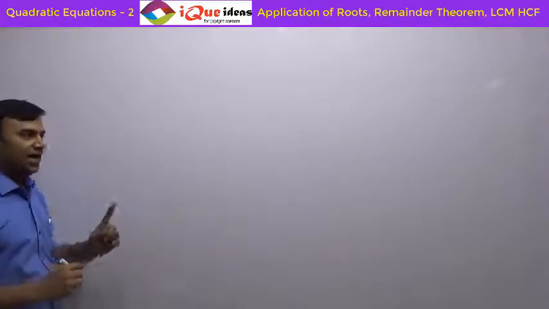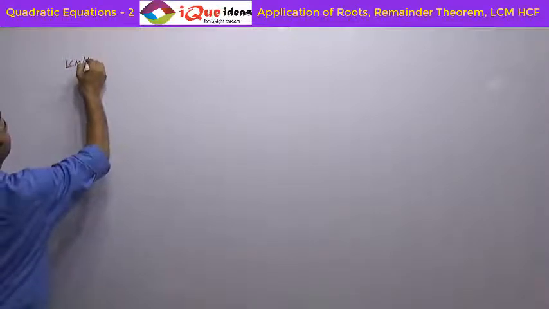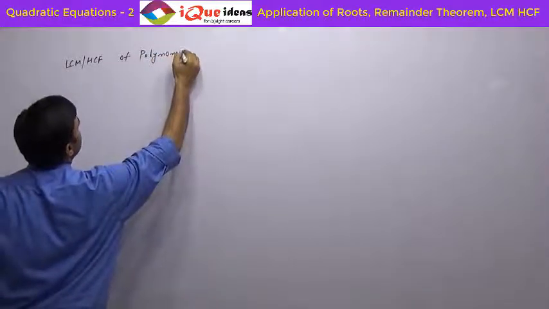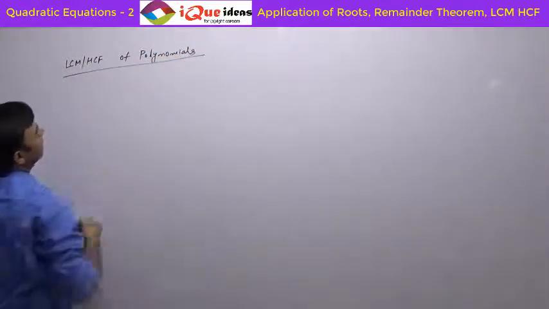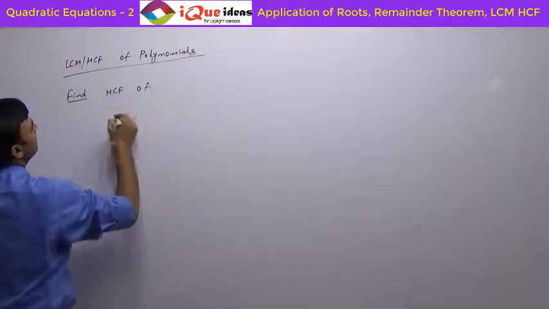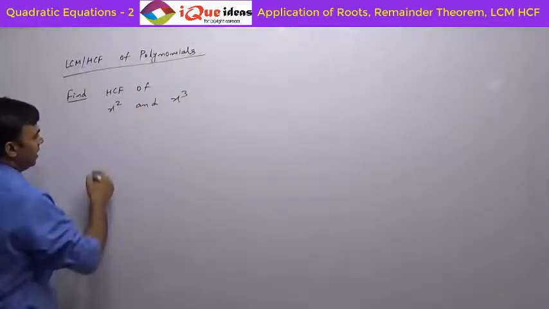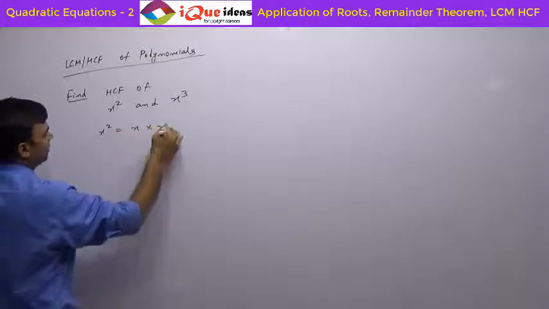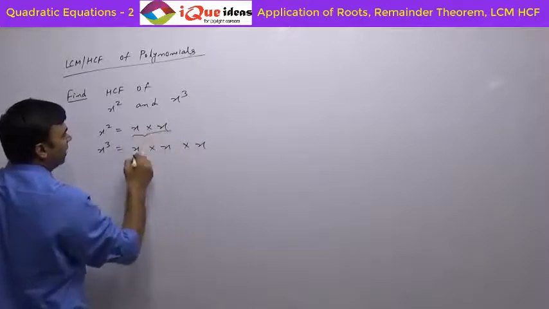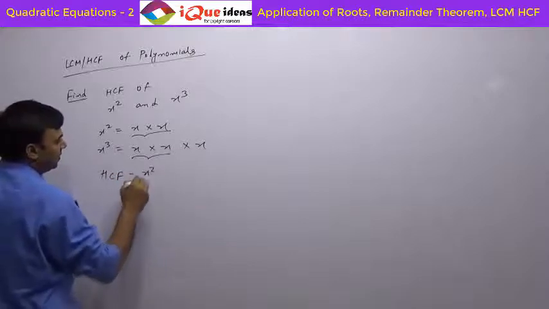Okay, now we come to the last part of this chapter of this topic, that is LCM and HCF of polynomials. Right? Very simple. It is based on factorization. Let's say if I say find HCF of x square and x cube. Right? Now see, x square is equal to simply x into x. X cube is equal to x into x into x. Look at the common part. Now whatever maximum common it is, that will be the HCF. So it is x square.